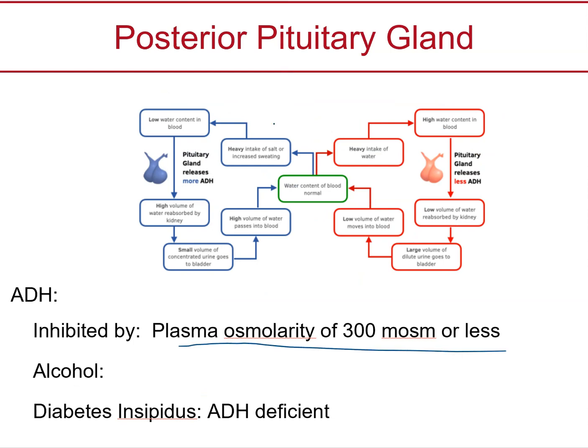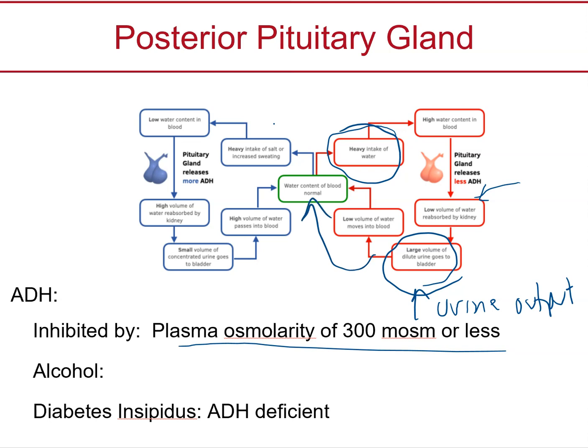Anytime our plasma osmolarity is too low, maybe you're drinking a lot of water. So you drink a lot of water, that dilutes your blood. That goes to your hypothalamus, and now it's like, uh-oh, I'm too dilute. I need to get rid of all this water. So now you increase your urine output. You pee a lot. And when you pee more, you bring your water content back where it's supposed to be.